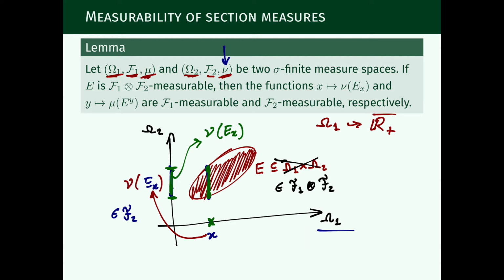So once the set E is fixed, and here's E, you see E is not a rectangle. Once E is fixed, then we can consider this function that to each x assigns the measure on the second space of the section at x of the original set E. So the first lemma said that this function is measurable.